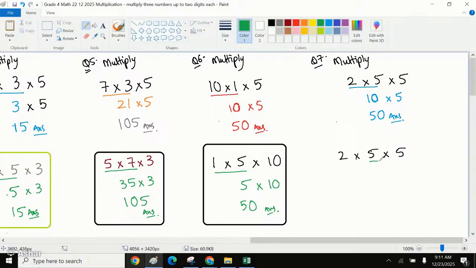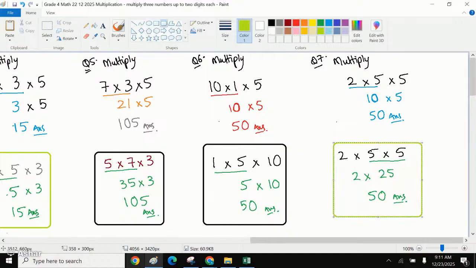Or if we say 5 multiplied by 5 is 25 multiplied by 2. We know that 2 multiplied by 25 or 25 multiplied by 2 would still be 50. Therefore, we can say the answer does not change. Agreed? Any questions? If there are any questions, we can always discuss those. Okay.